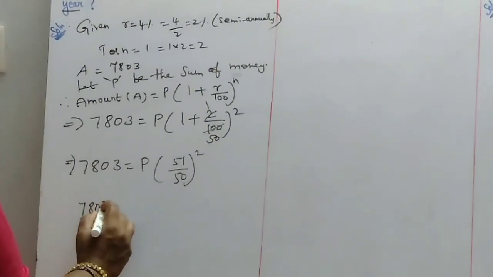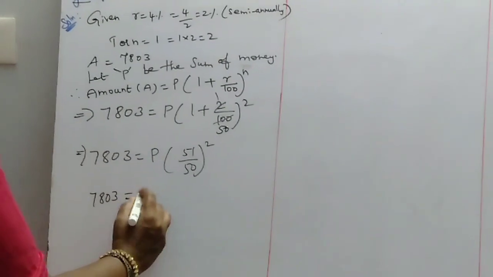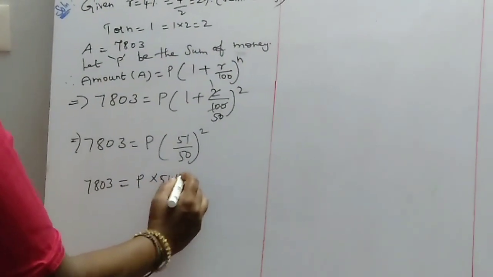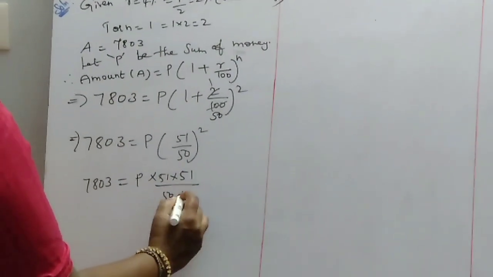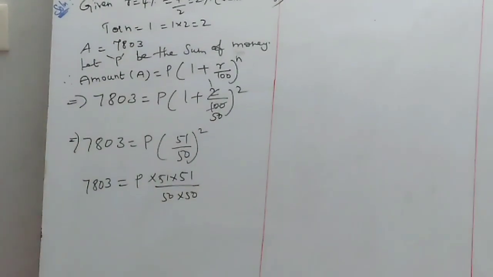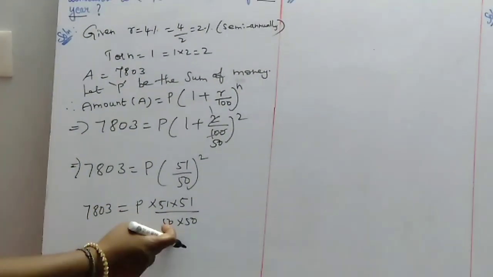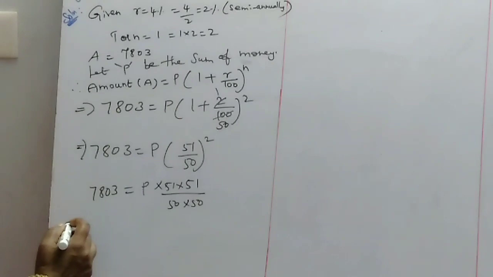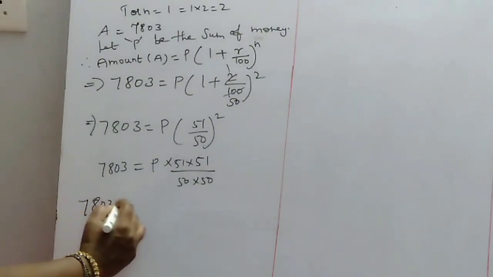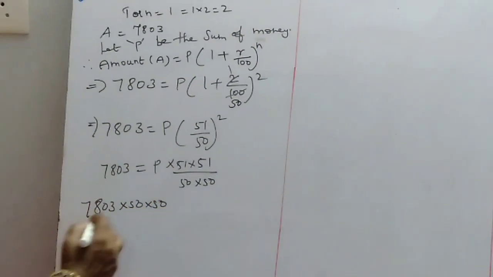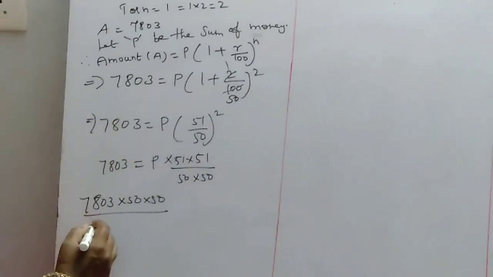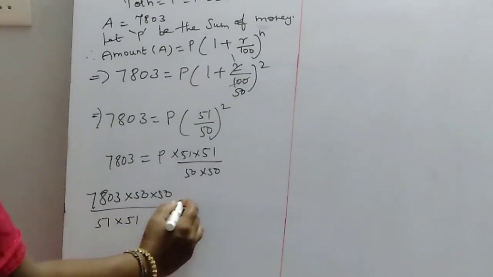So that is 7,803 into 50 into 50 equals P into 51 into 51. What we are supposed to find, we will keep on one side, and the known terms we will take to the other side. So these 50 and 51, the denominator goes to the numerator, and the numerator goes to the denominator part.